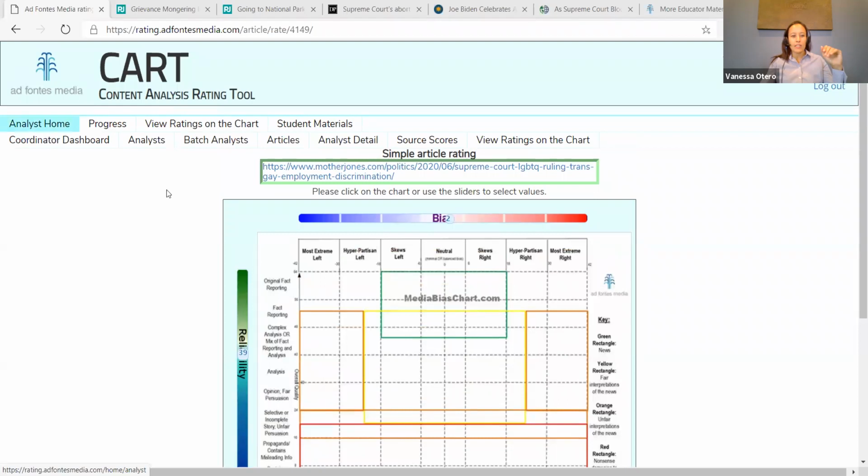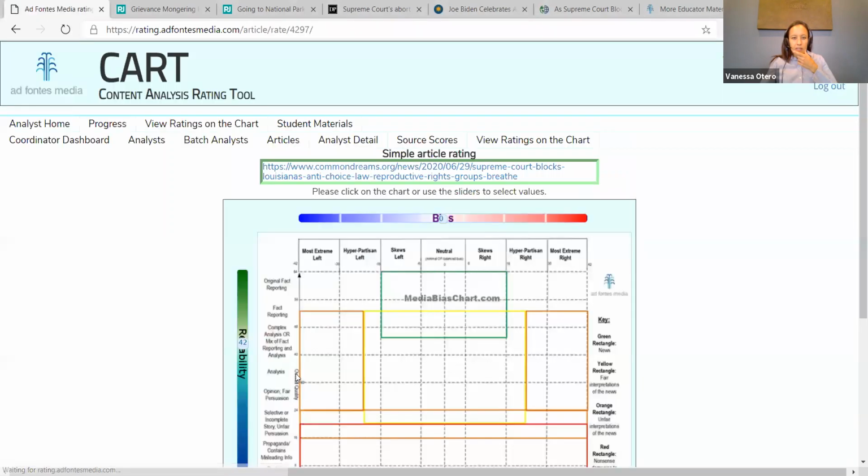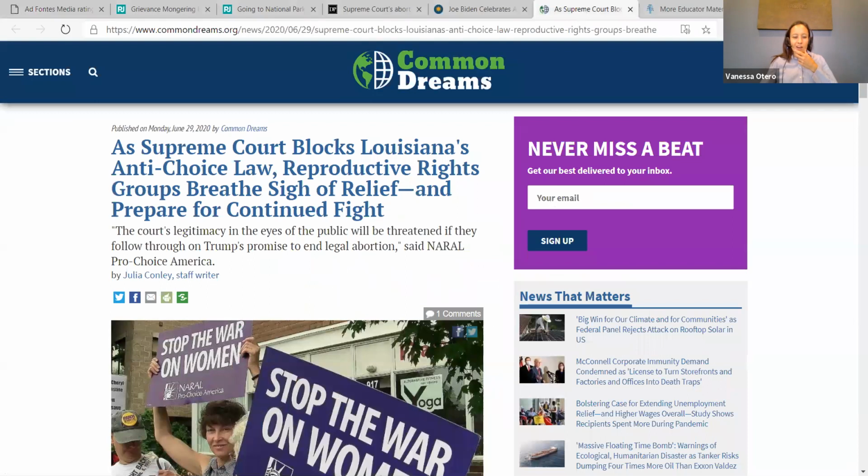So we're gonna actually pull up this article. First one. All right, rate this article. Okay, here it pops up. It's a source called Common Dreams. Let's go over to that. Hopefully you can see that. All right, we're gonna rate this article. We're not gonna read the whole thing, but we're gonna read most of it, okay?